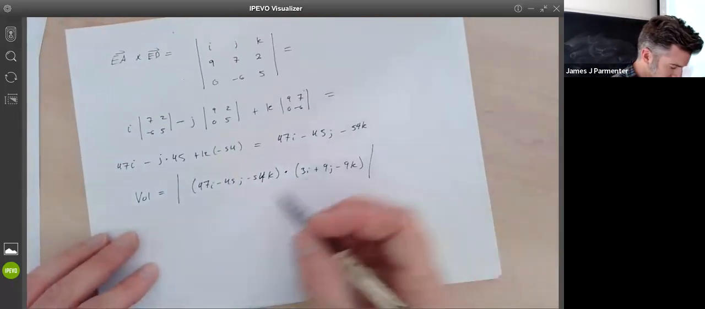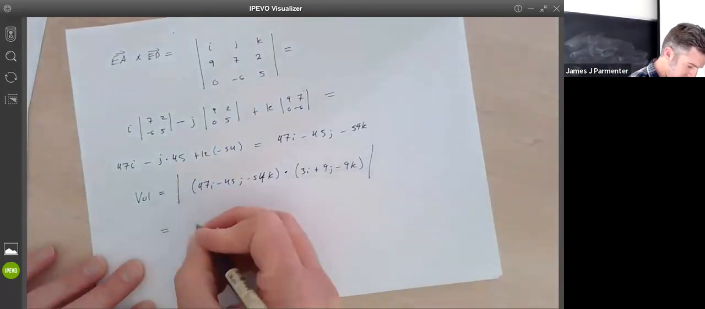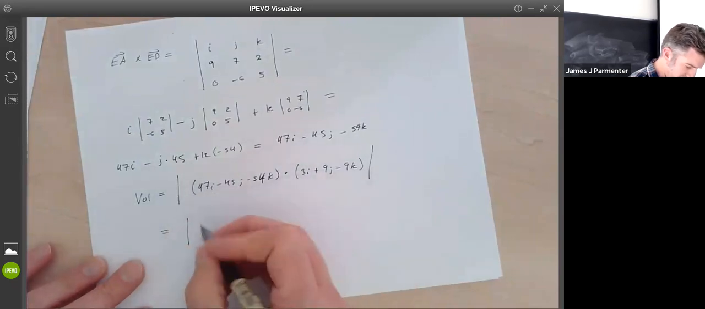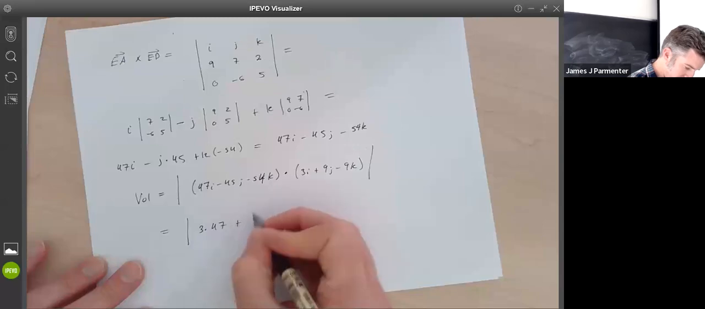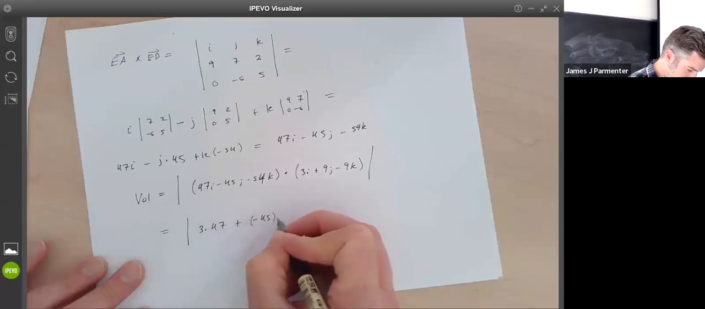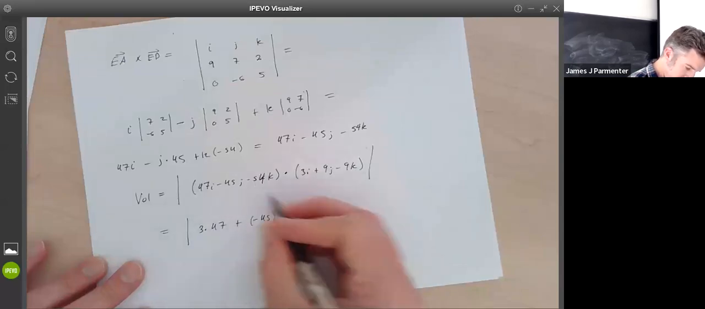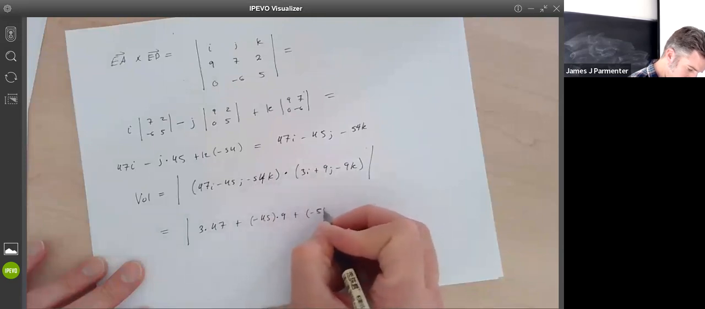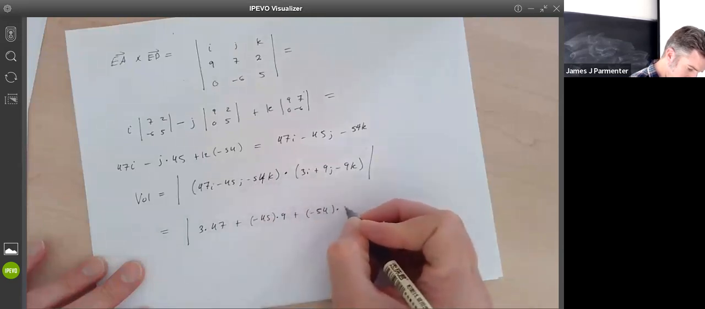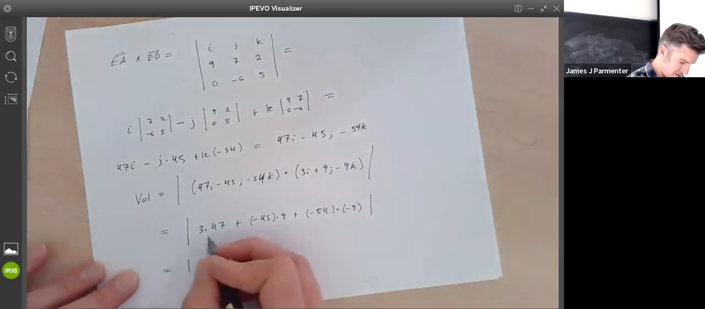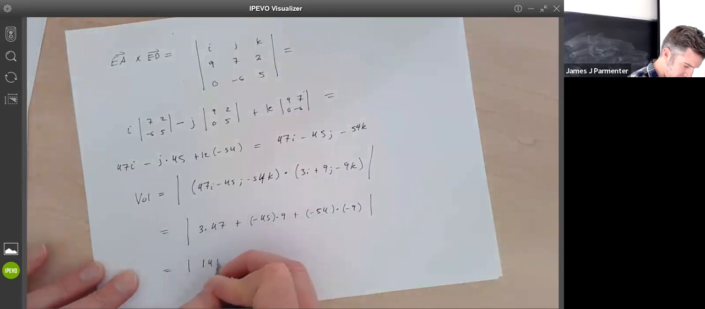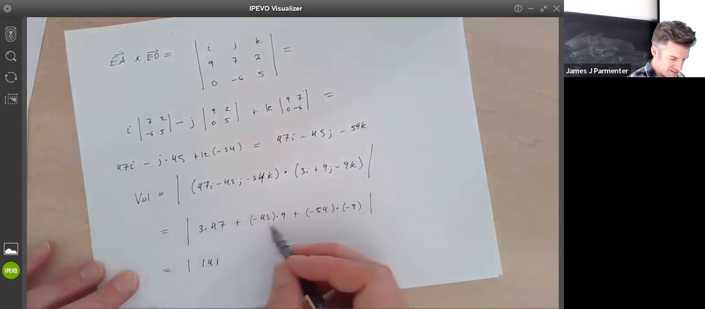So finally, calculating this monstrosity, we get the absolute value of 3 times 47 plus negative 45 times 9 plus negative 54 times negative 9, which ends up being, let's see, 3 times 47 is 120 plus 21, so 141.